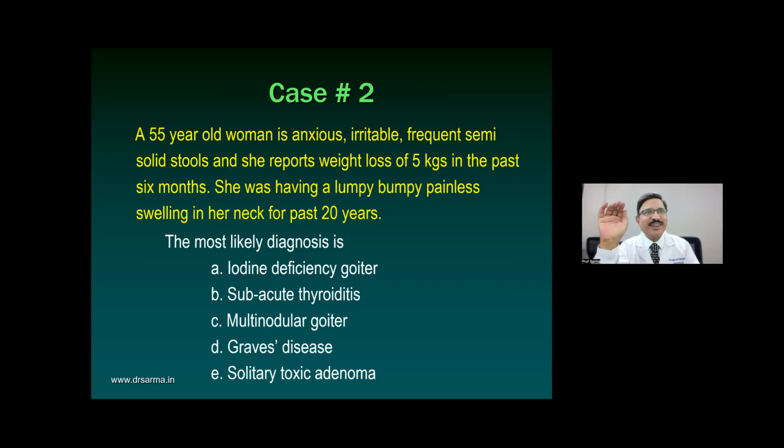Here is the specific history. Frequent semisolid stools, so there is increased bowel movement, and loss of weight over 6 months. The thyroid gland on palpation is lumpy, bumpy. She has had this in her neck for 20 years, and now it has become bigger. What is the diagnosis?